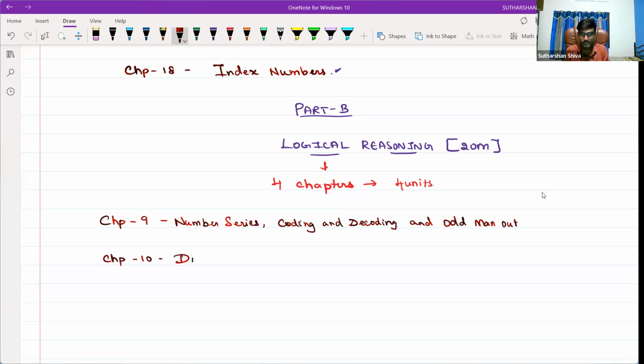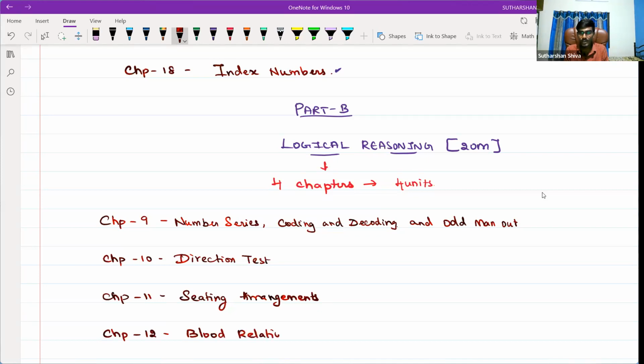This chapter number 10 is direction test. How north, west, south, east directions you will be focusing on. Then how I am going to place the seating. Seating arrangement will be an interesting part to discuss. When it is a circle, how am I going to arrange a person? When it is a square shape seating, how am I going to arrange a person? When it is a pentagon shape or a hexagon shape, how am I going to arrange the persons? That's very interesting. And chapter number 12, we are having blood relation.